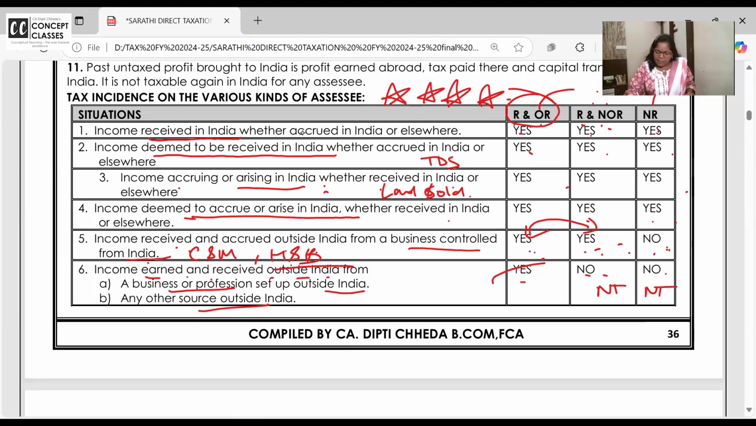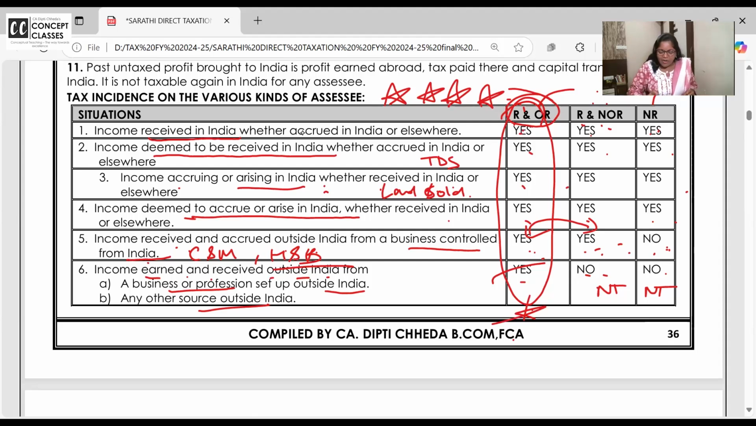Now, how to remember it vertically like this? If you are a resident and ordinary resident, you satisfied one of the basic conditions and both the additional conditions. World income, you have to pay tax in India. Only one song is playing. Income received, deemed to be received. Accrued, deemed to accrue. Business connection in India, whatever you do, you have to pay tax in India.